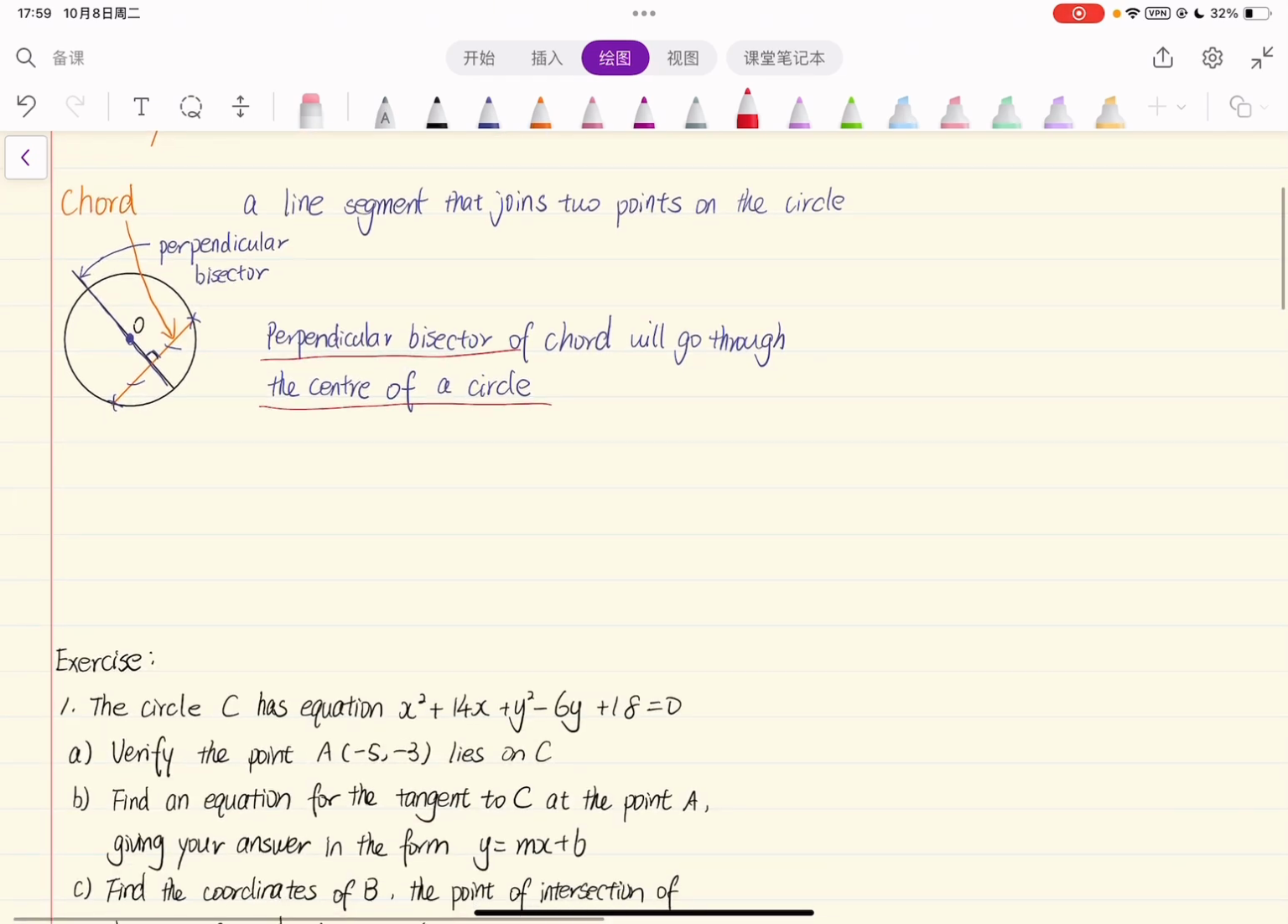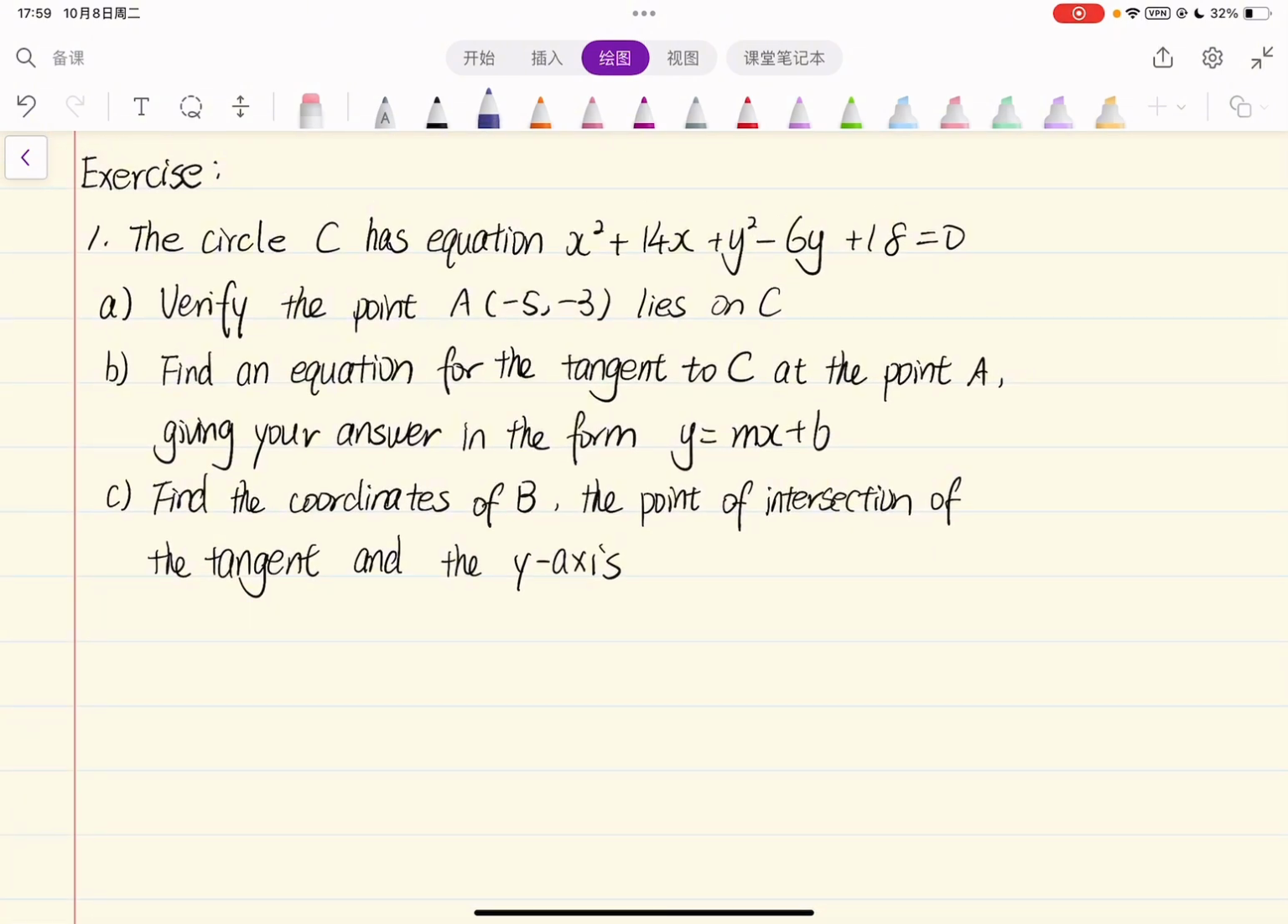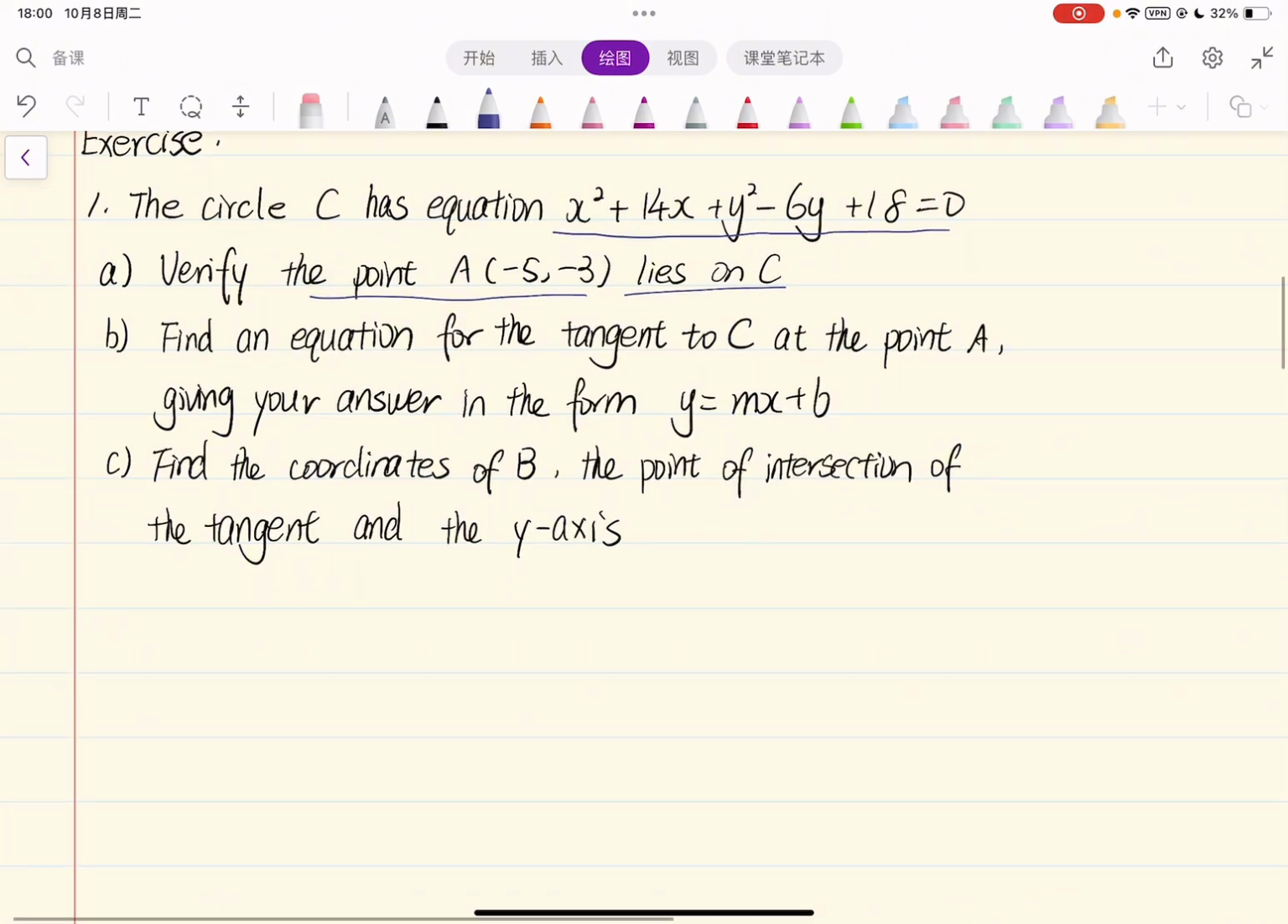Now let's move on to see the exercise. For the first question, the circle C has the equation x squared plus 14x plus y squared minus 6y plus 18 equals 0. To verify that the point A (-5, -3) lies on C means that if you substitute the x coordinate and the y coordinate of A into the equation of C, the left hand side equals 0. So we do that. Substitute A (-5, -3) into the equation.